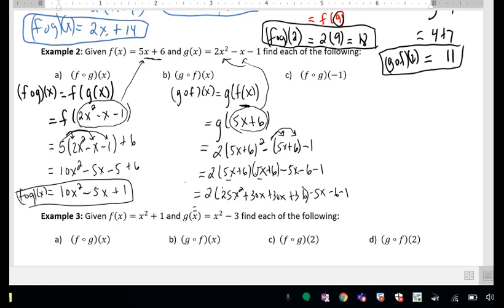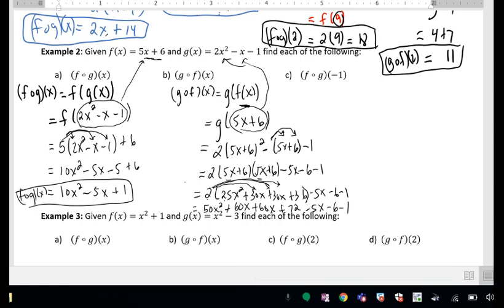So let's multiply the 2 in here. 2 times 25 is 50x squared. 2 times 30 is 60x. 2 times 30 is 60x. And 2 times 36 is 72. And then we have minus 5x minus 6 minus 1.